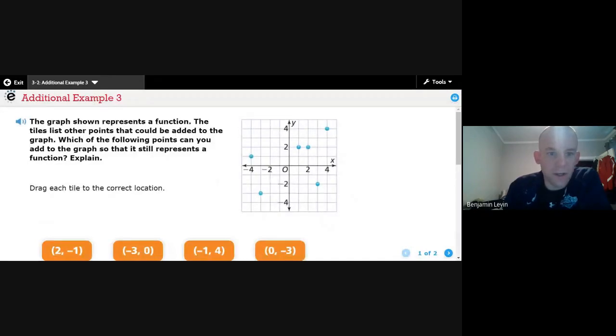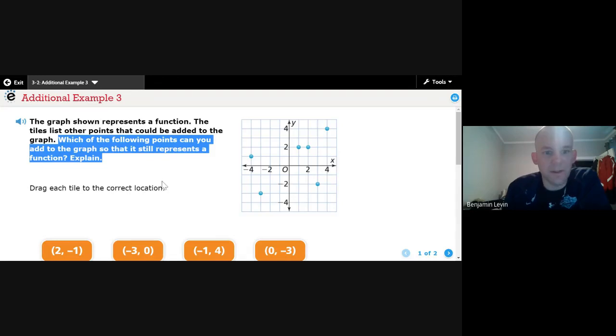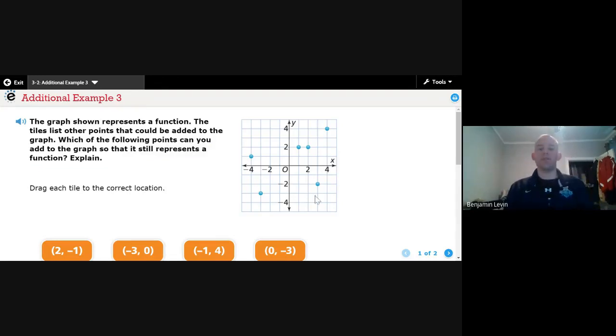The graph shown represents a function. The tiles list the other points that could be added to the graph. Which of the following points can you add to the graph so that it still represents a function? Okay, so remember, we can't have a duplicate output for the same input. If I put in x is 1, I can only have 1 point on the x is 1. Okay, so let's look at this.